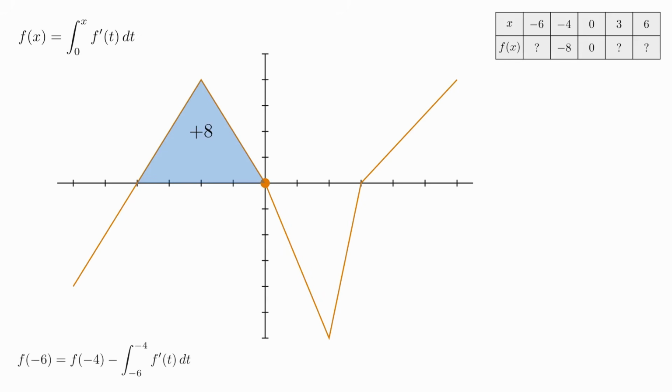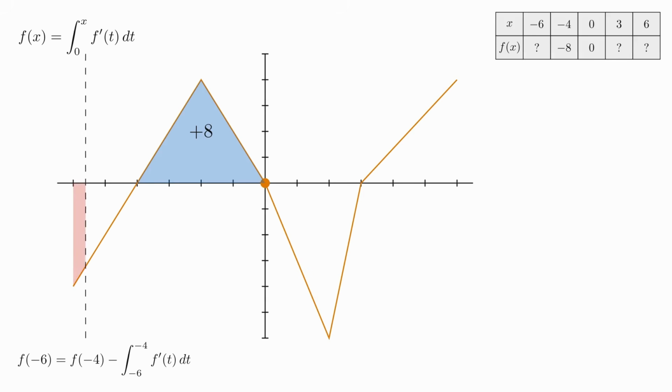Now I'm going to find f of -6. And instead of going from 0 again, I already know the value at -4 is -8. So I'm just going to say that f of -6 is f of -4 minus the integral from -6 to -4. Why is it minus? Because -6 is less than -4, right? So I'm actually kind of going backwards. But now that I've flipped the bounds and changed the sign, I can just go forwards.